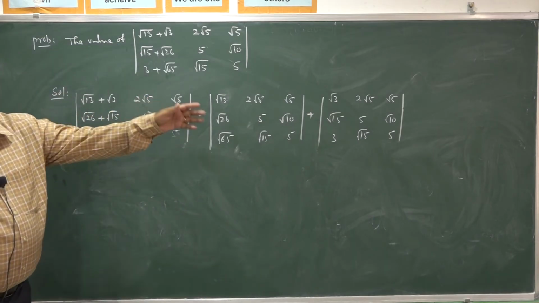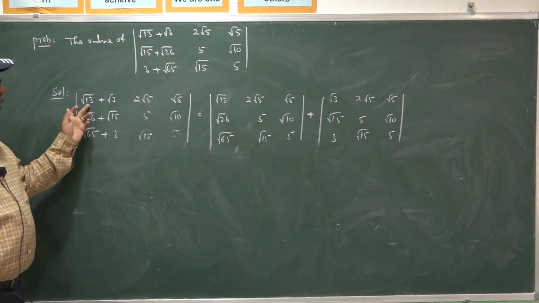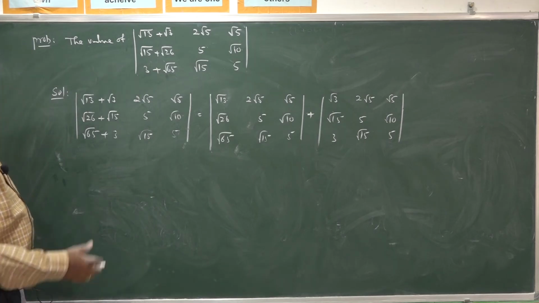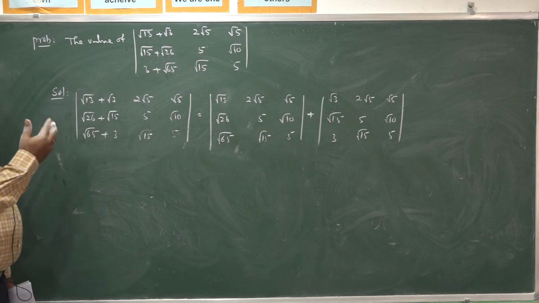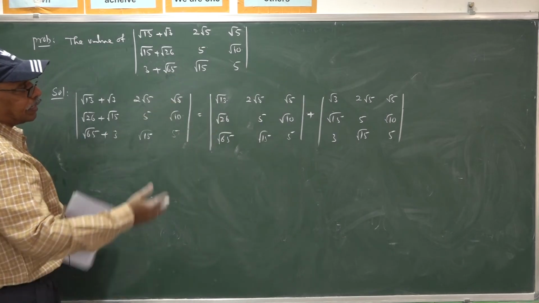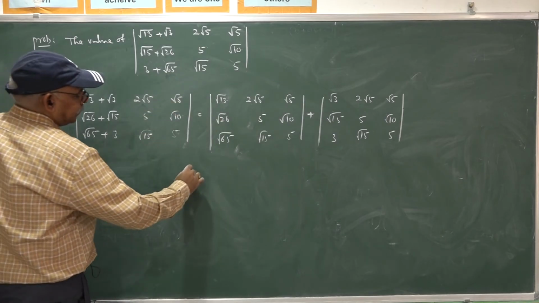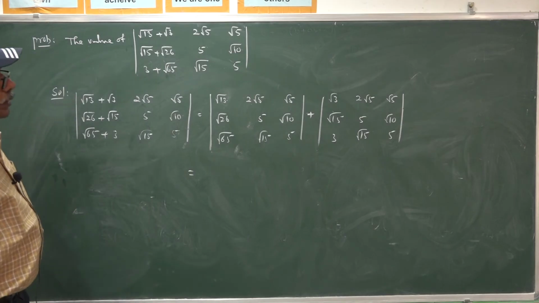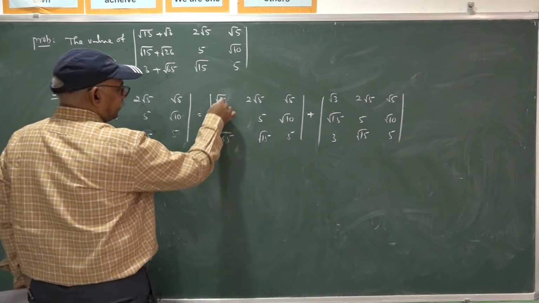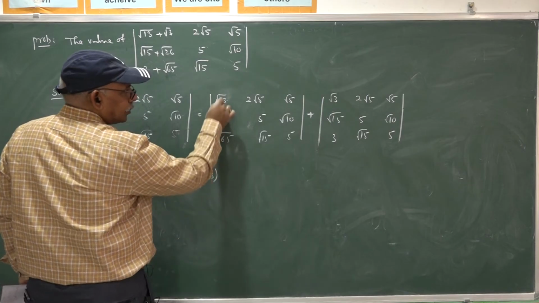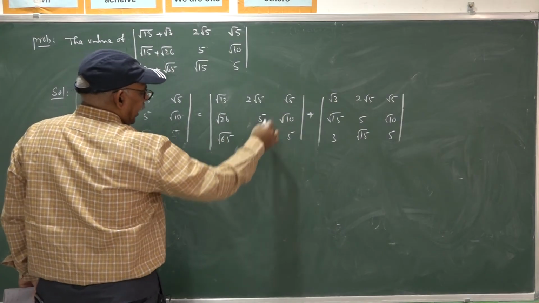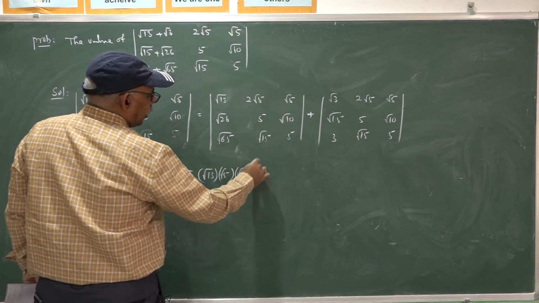This determinant can be expressed as a sum of 2 determinants because the first column elements are a sum of 2 terms. By the properties of determinants, if the elements of any row or column are expressed as a sum of 2 or more terms, you can split the determinant as a sum of different determinants. So from this column you can take root 13 as common. Now take root 13 from the first column, root 5 from the second column, and again root 5 from the third column.